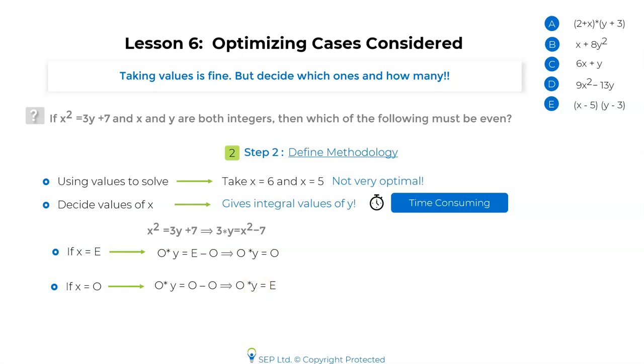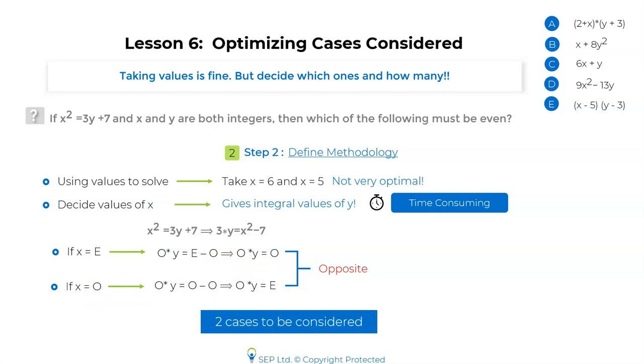So notice that there are only two cases possible. In none of these scenarios am I getting stuck, and in none of these scenarios is it happening that there are two possibilities of y. For one unique value of x, there is only one unique value of y. And the interesting thing here is that they are opposite in nature. So when x is even, y is odd, and when x is odd, y is even. And that means that you need to just consider these two cases to solve the question, these two scenarios.